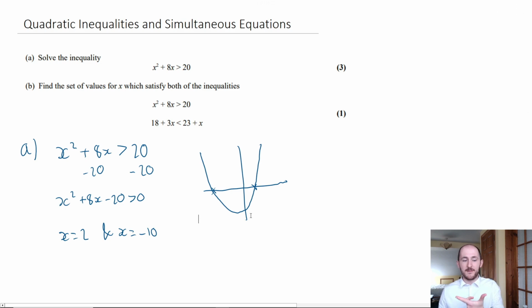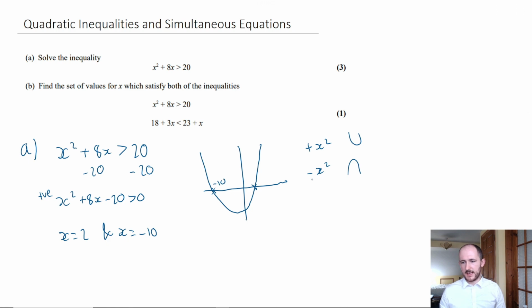How do I know it's a happy face instead of a sad face? It's because of the x squared. If x squared is positive, then it gives you a U shape. So, positive x squared gives you a U shape. Negative x squared, don't need to put that, is an N shape. Always. So that's the really beneficial thing there.